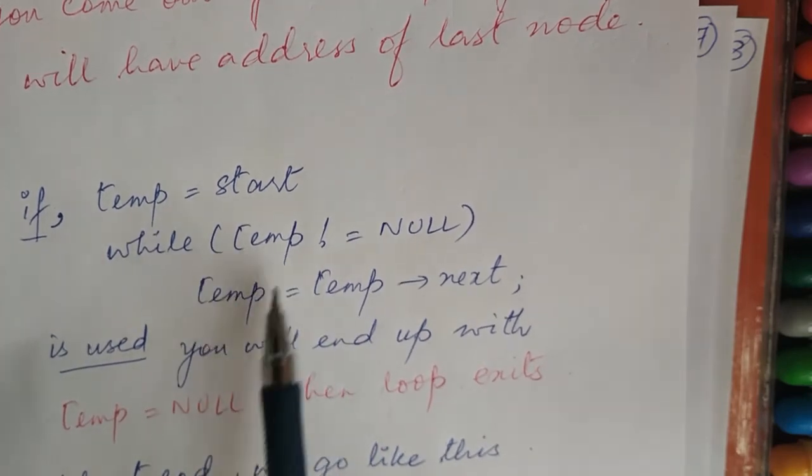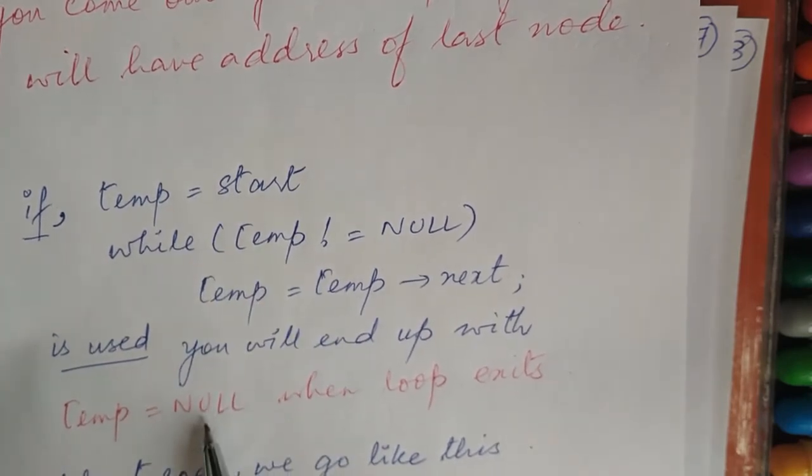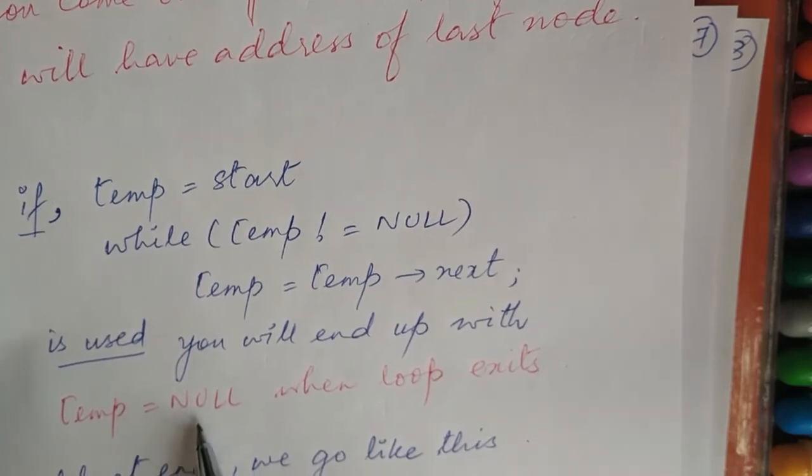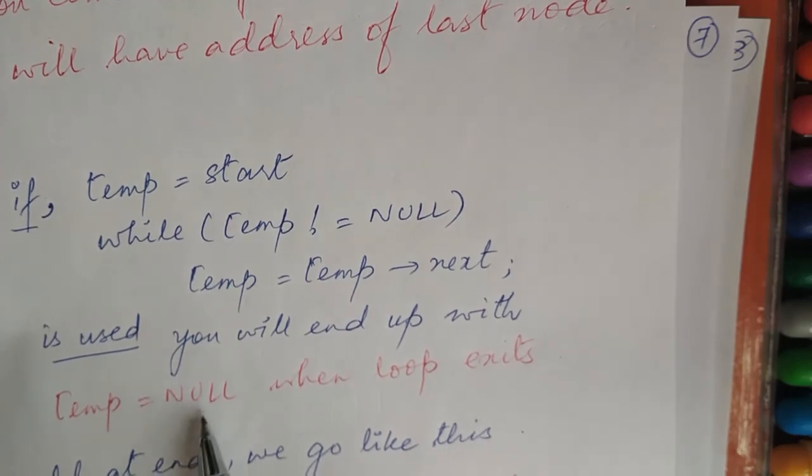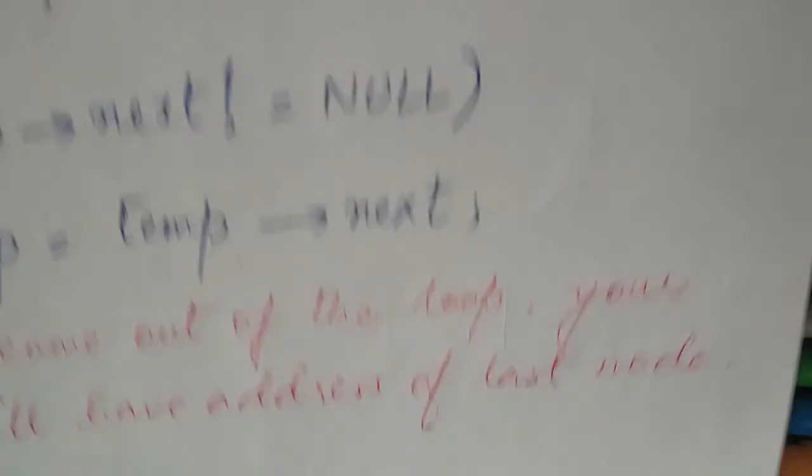So when you exit, your temp will be null. So that is not what we want right now. We are adding to the list at the end. So we want to be at the last node. So this previous loop is going to take us to the last node.